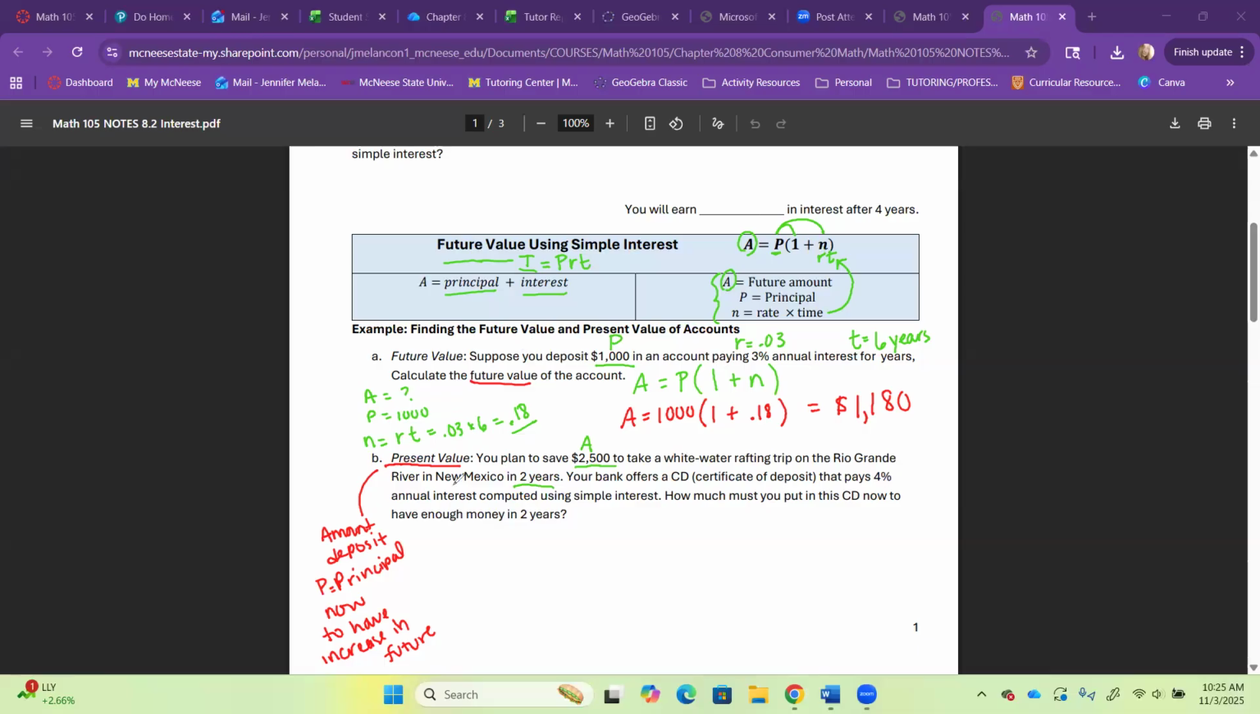Anyway, it pays 4% annual interest computed using simple interest. How much must you put in this CD now? That would be present value, to have enough money in 2 years. So P is what we're looking for this time. Our future value, what we want to have, is 2,500. Our rate is 4%, so we'll call that 0.04, and our T is equal to 2 years, but remember N is what's in our formula, and that is R times T, so that is 0.08.